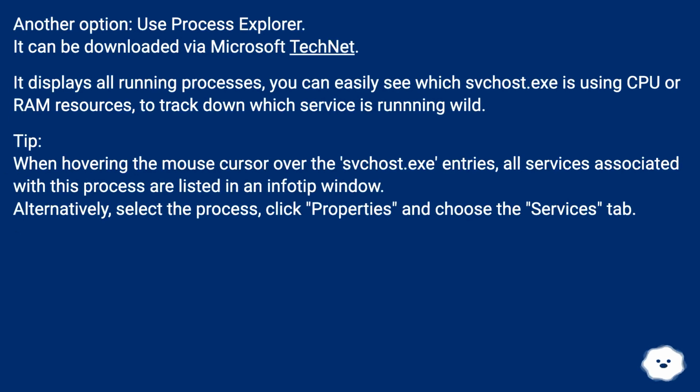Another option: use Process Explorer. It can be downloaded via Microsoft TechNet. It displays all running processes. You can easily see which Svchost.exe is using CPU or RAM resources to track down which service is running wild. Tip: when hovering the mouse cursor over the Svchost.exe entries, all services associated with this process are listed in an info tip window. Alternatively, select the process, click Properties and choose the Services tab.